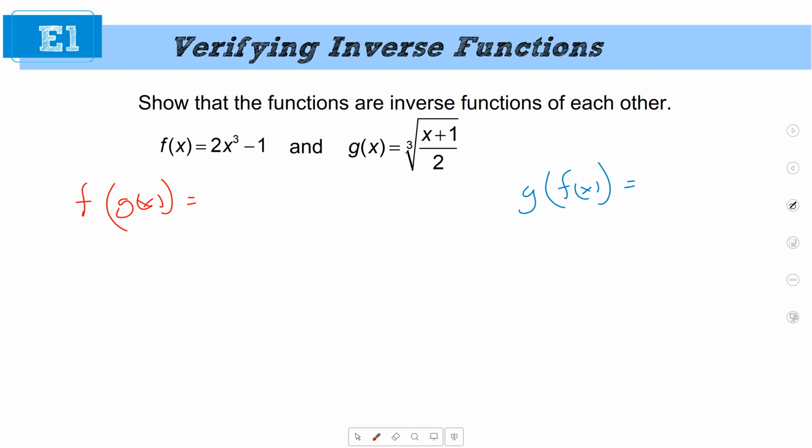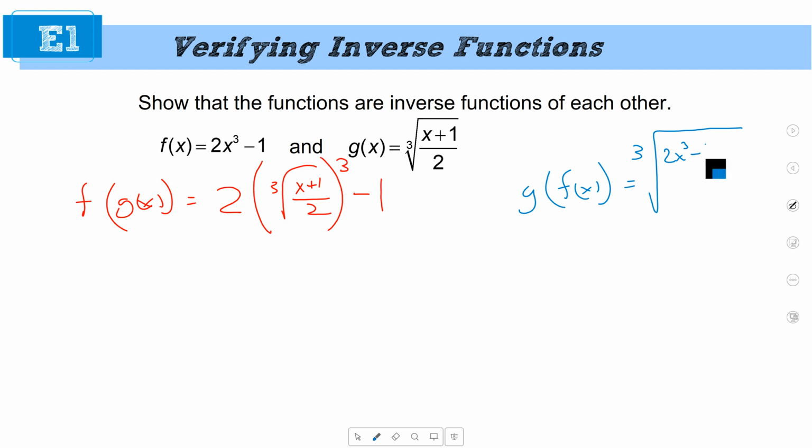Let's do the red one first. Put g of x into f of x. I get 2 times the quantity, the cubic root of x plus 1 over 2, cubed, minus 1. I'll come back to that in a second. G of f of x, put f of x into g of x, I get the cubic root of 2x cubed minus 1 plus 1 over 2. Now the fun.